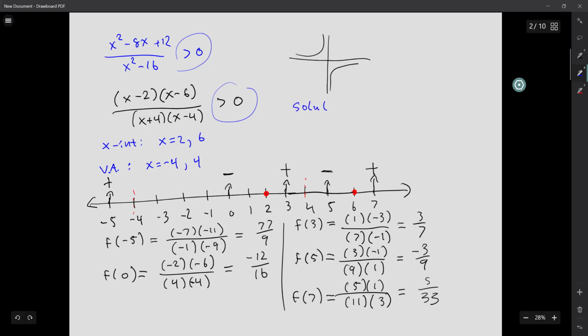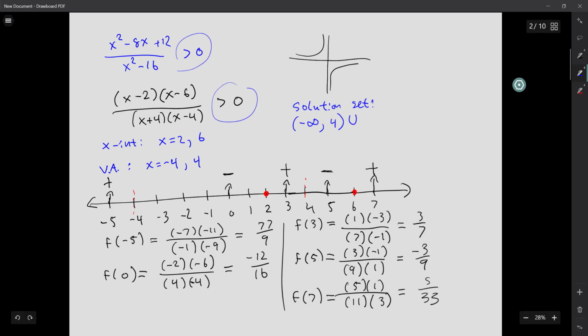So my solution set will start here from negative infinity, and we go up to 4. That's our first vertical asymptote. So if I had a greater than or equal to symbol here, I would still not include 4 because 4 is a vertical asymptote, so I can't ever include that no matter what kind of inequality I have. Which is why it might be helpful at this step when you're drawing your number line that you do something to differentiate between the x-intercepts and the vertical asymptotes.